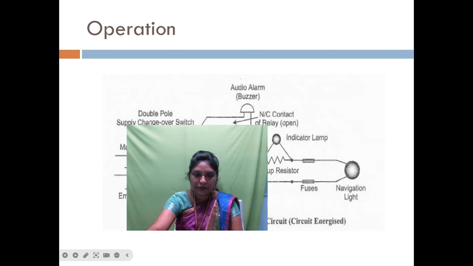When this main supply fails, then this changeover switch will be connected to the emergency supply, and this light will be operated by the emergency supply. So here we are having the alternating arrangement, emergency and the main supply.